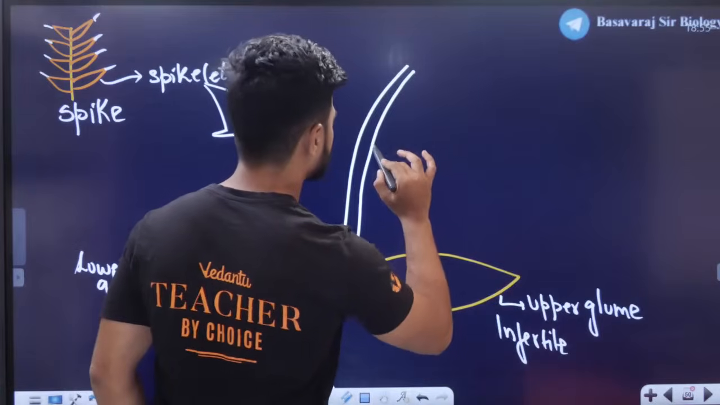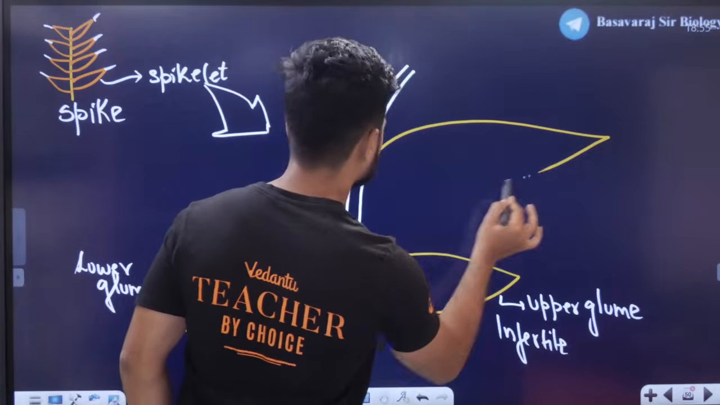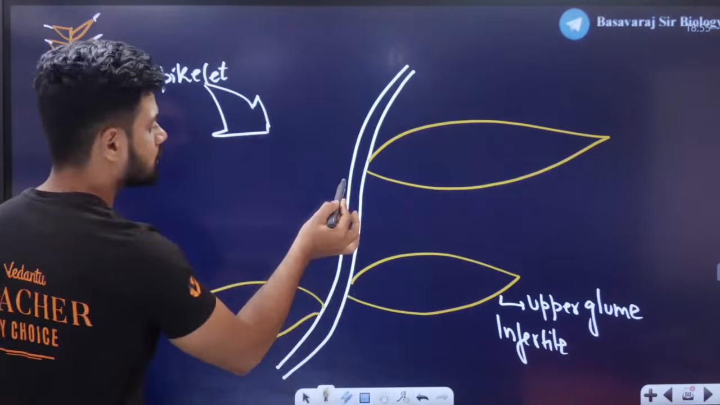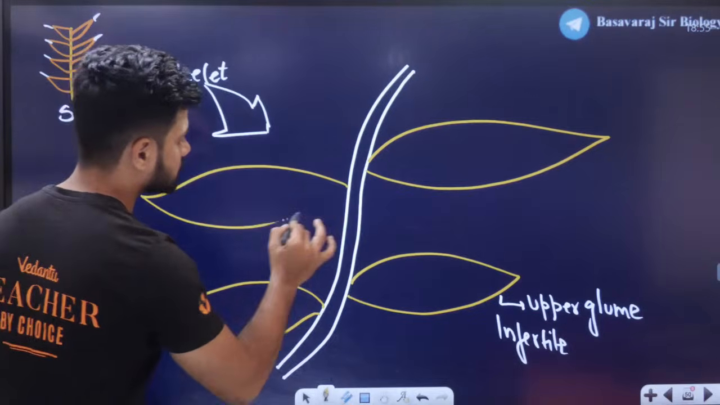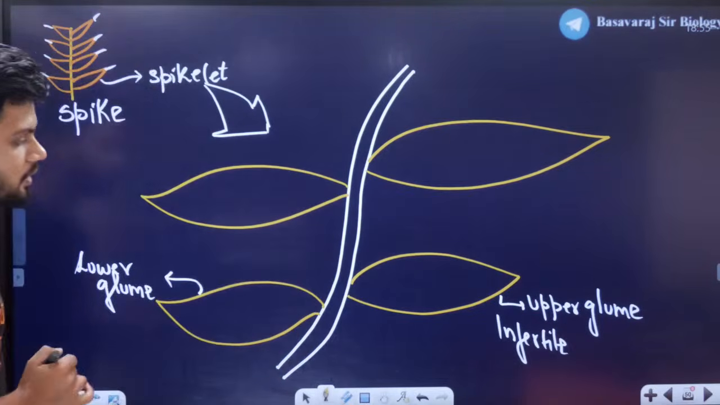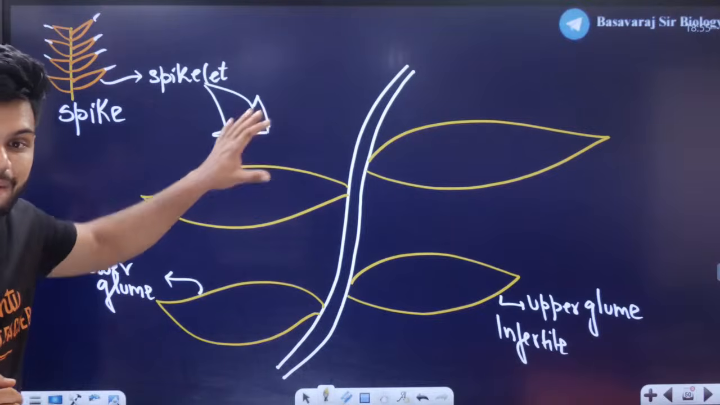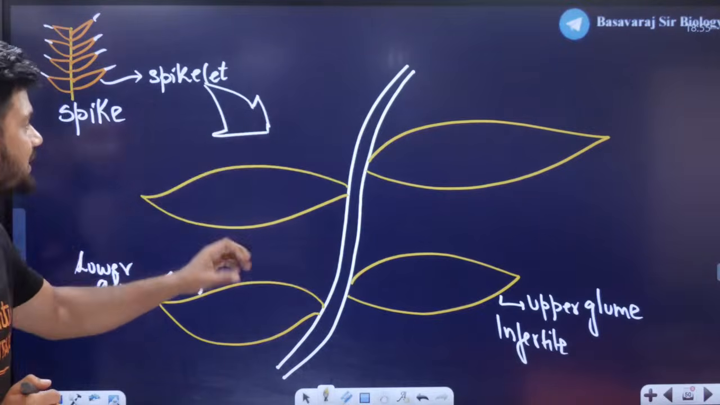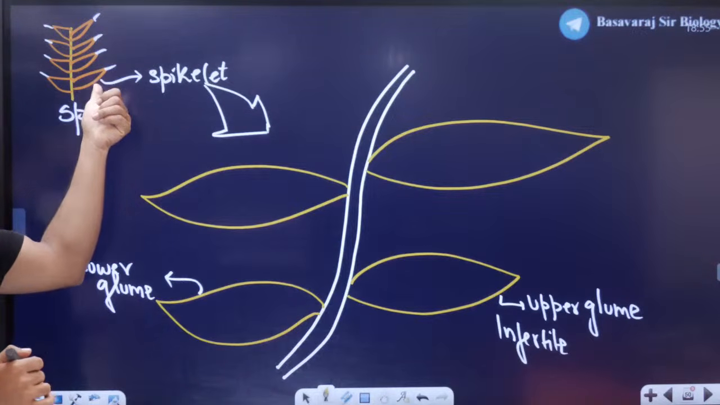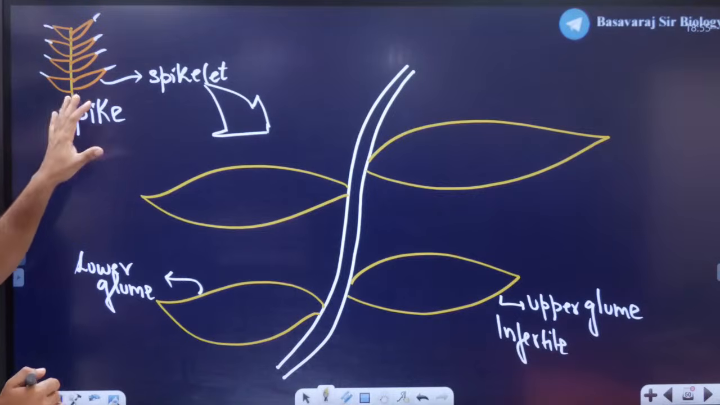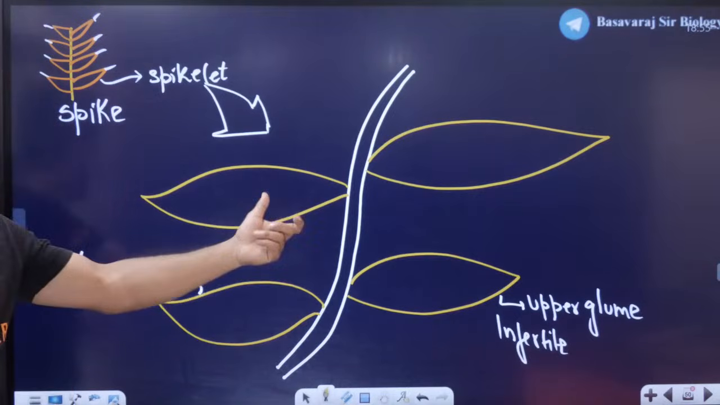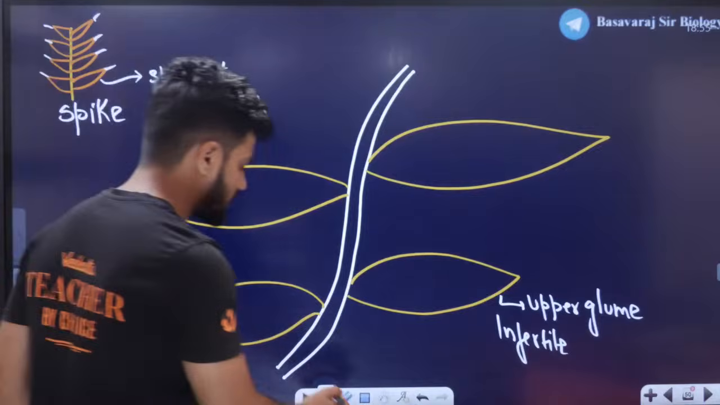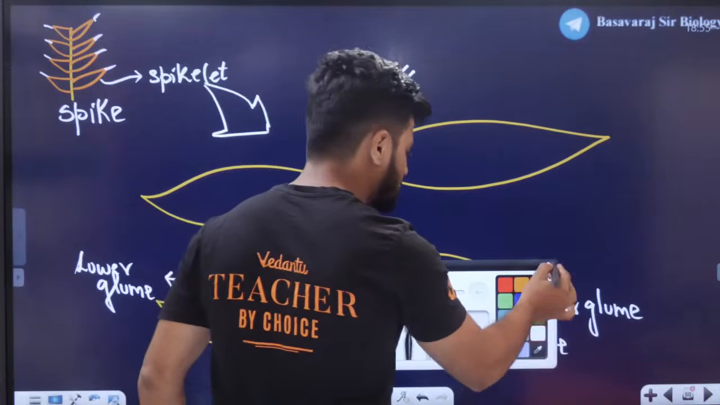Upper bract and lower bract. And students, all of this is packed where? All of this is packed in one spikelet. The entire thing is a spike, and this is one spikelet. Okay, imagine, there's crazy packaging here.